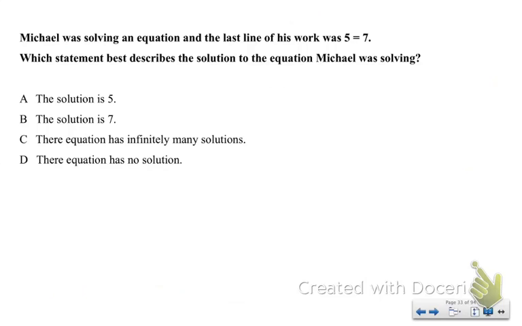Okay, Michael was solving an equation. The last line of his work was 5 equals 7. Which statement best describes the solution to the equation he was solving? Remember, if you end up with a statement that is false, that has to be no solution. Okay, infinitely many solutions will happen if you end up with a true statement, so something like 7 equals 7.